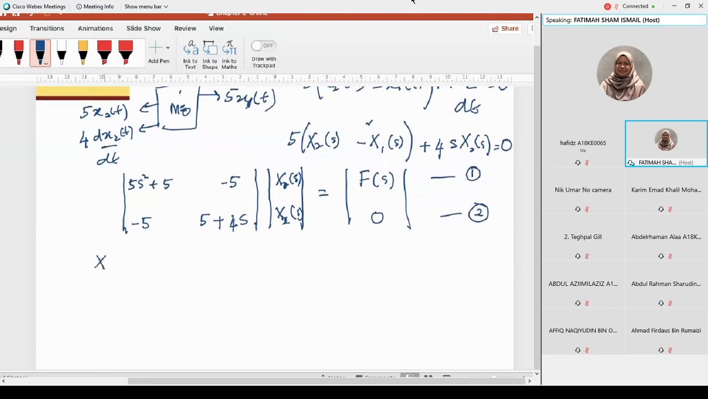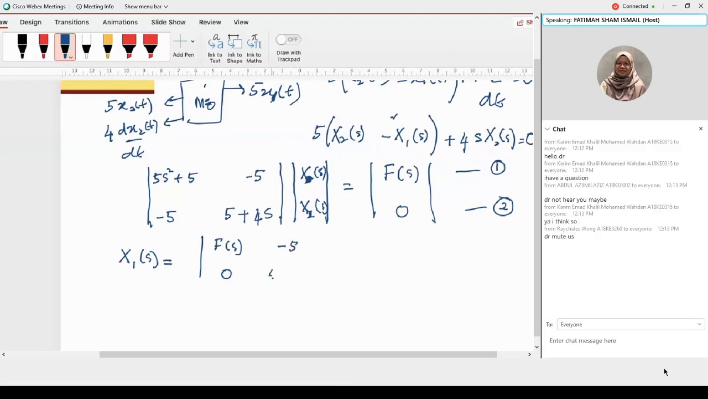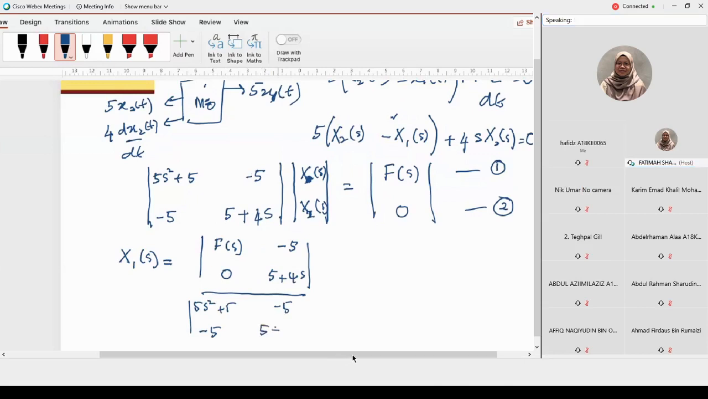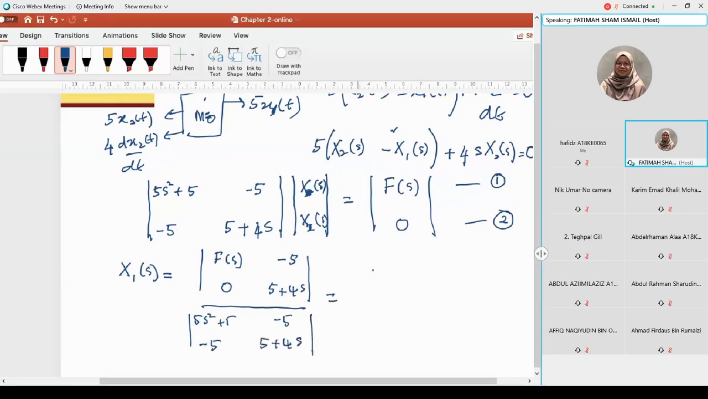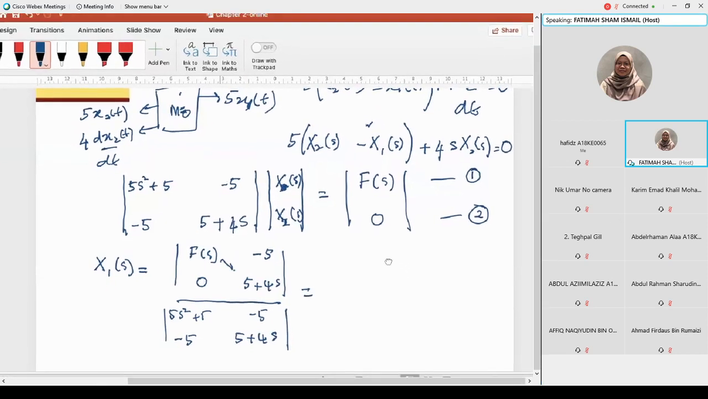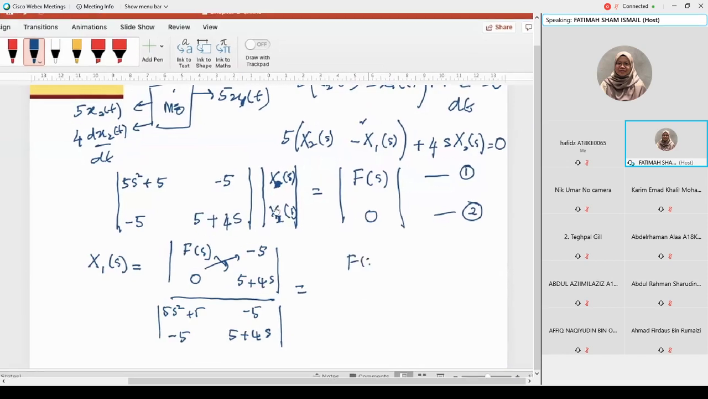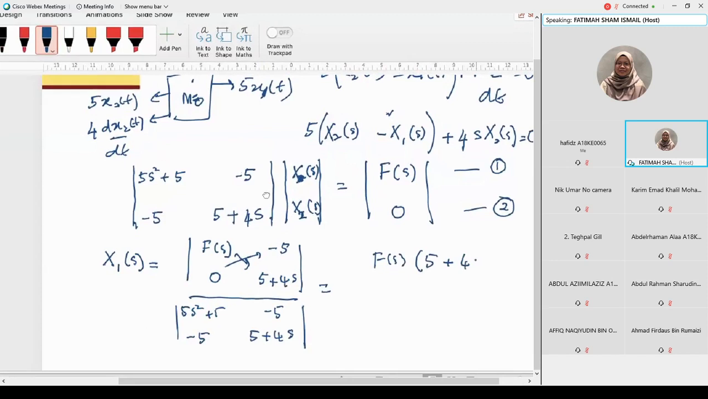So finally, to get X1(s) from the matrix using Cramer's rule, you substitute the first column with the answer, because x1 is your first column. So x1 becomes F(s), 0, and you maintain the second column, 5 plus 4s. Divide by the determinant of the whole matrix: 5s squared plus 5, minus 5, minus 5, 5 plus 4s. You multiply and finally get F(s) multiplied with 5 plus 4s.